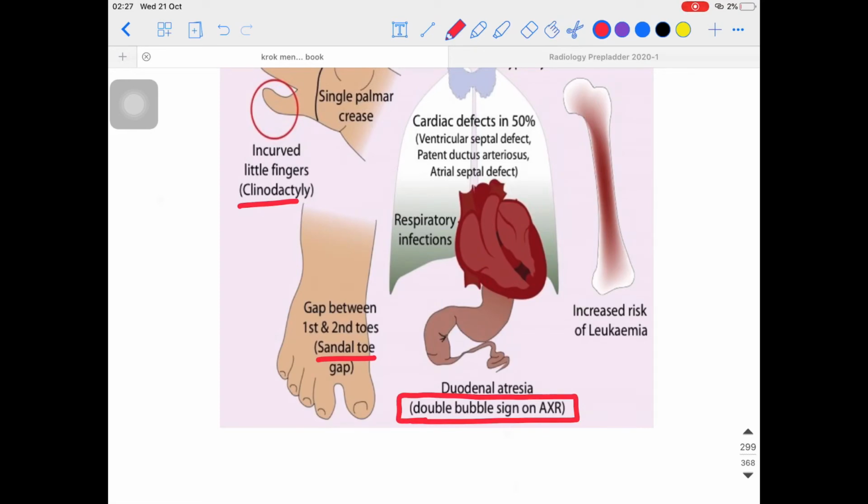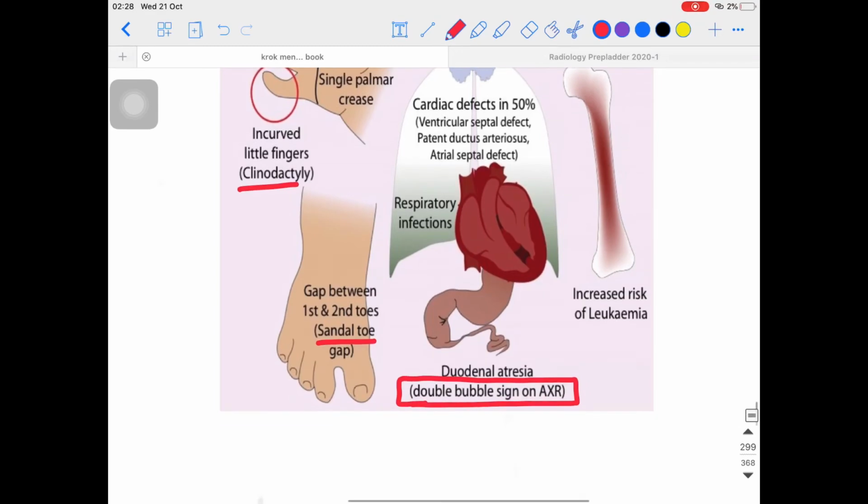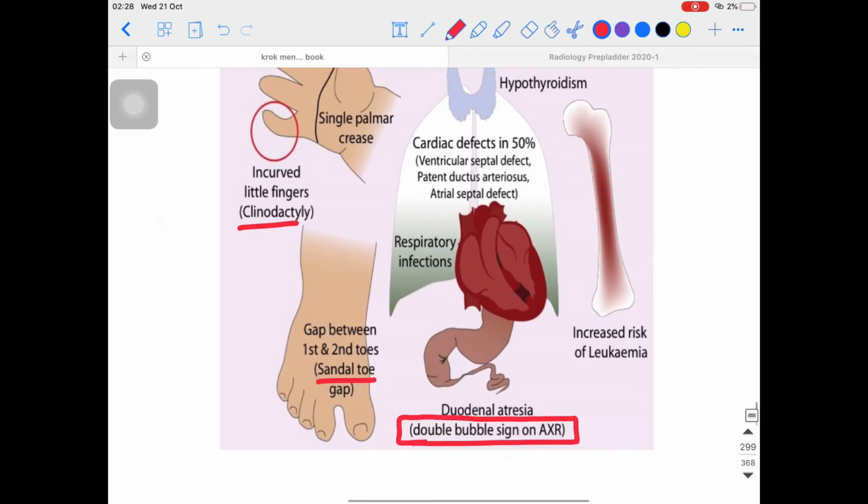Triple bubble sign you see in the jejunal atresia, and multiple air fluid levels you will be seeing in the ileal atresia. Double bubble sign you will be seeing in the duodenal atresia, and the single bubble sign you will be seeing in hypertrophic pyloric stenosis. Okay, if you can remember, very good, but if not, just let it be. Just remember double bubble sign, duodenal atresia, that is a radiological finding that can be seen in Down syndrome.